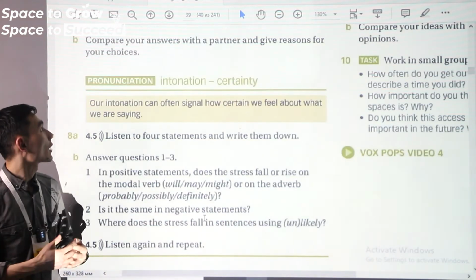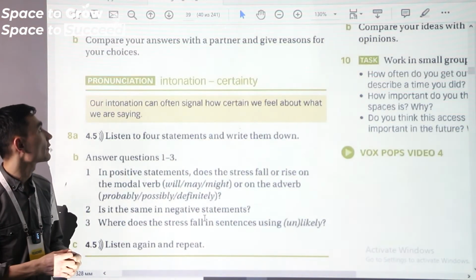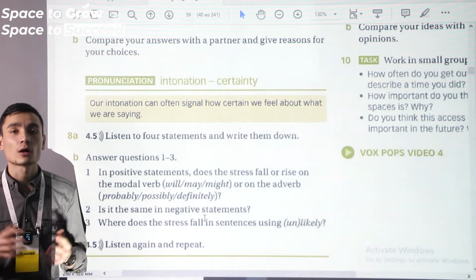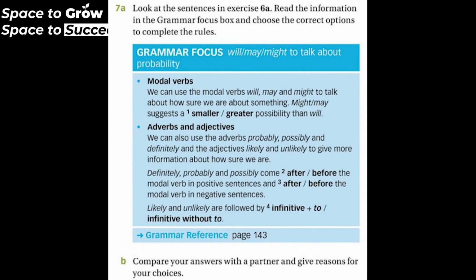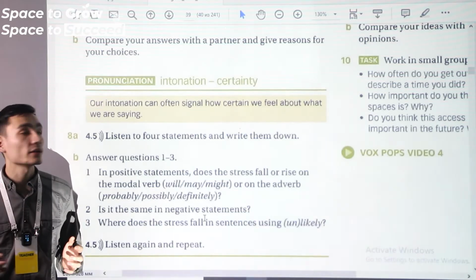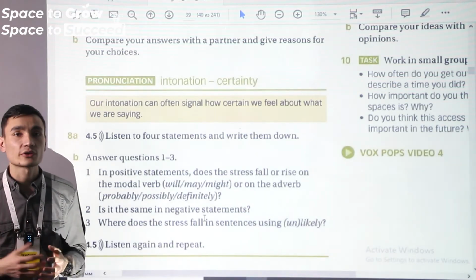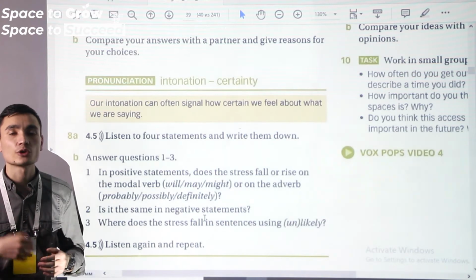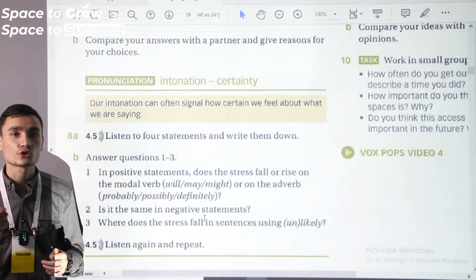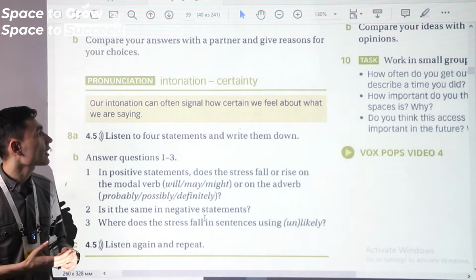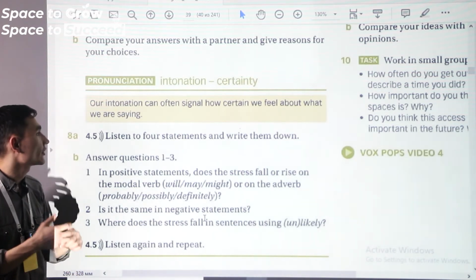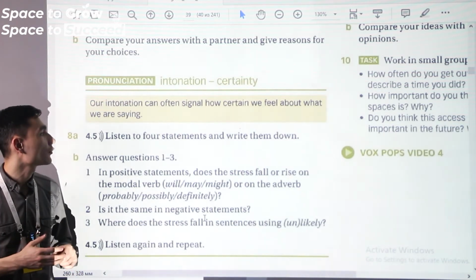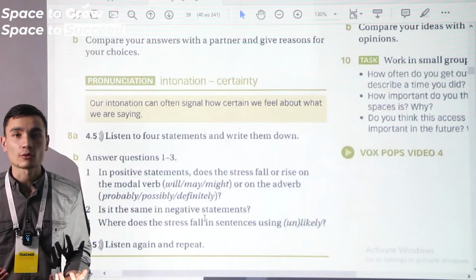Exercise 7B. Compare your answers with a partner and give reasons for your choices. Pause the video and try to do this exercise in a written form too. Pronunciation, intonation, and certainty. So we now learn how to improve our pronunciation levels to show certainty. Our intonation can often signal how certain we feel about what we are saying. And here, exercise 8A, listen to 4 statements and write them down.